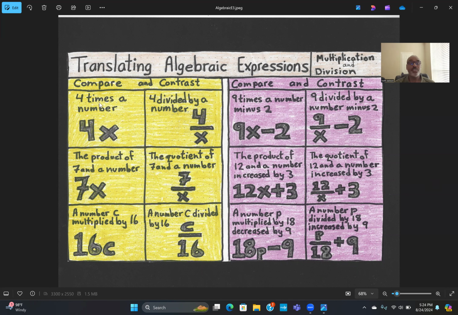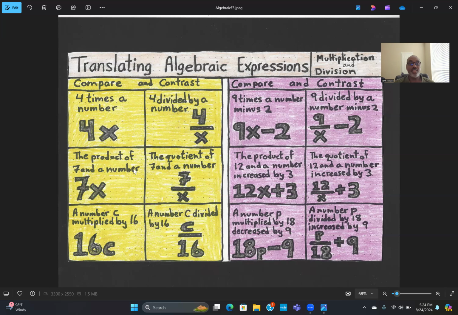Let's take a look at the first example in which we have 4 times a number. We can say 4 times a number x if we like. Here, 4 times a number would simply be written as 4x or 4p or 4d. x is a common variable that we use. So this expression is represented as 4x. Now let's look at 4 divided by a number x, and we have 4 in the numerator position and x in the denominator position because we're taking 4 and dividing it by x.